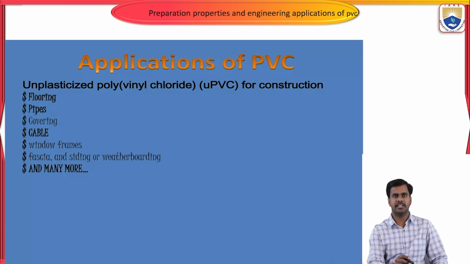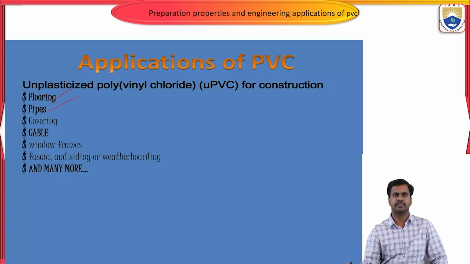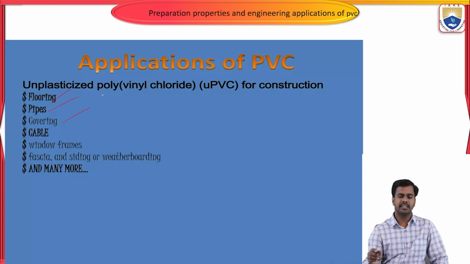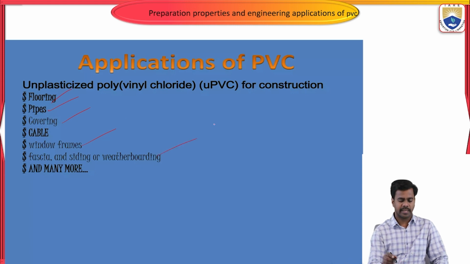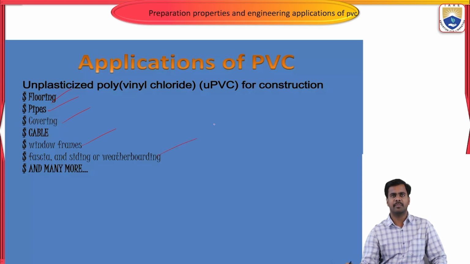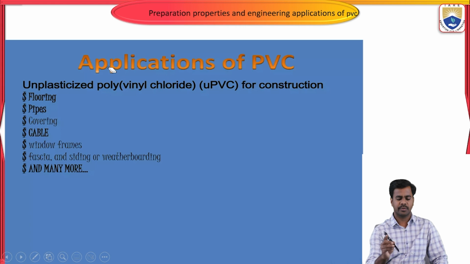So UPVC is used in the field of construction as flooring, as pipes, covering and cables, and different types of indoor frames, weather boarding and sliding, and many more. These are very advanced applications of polyvinyl chloride.